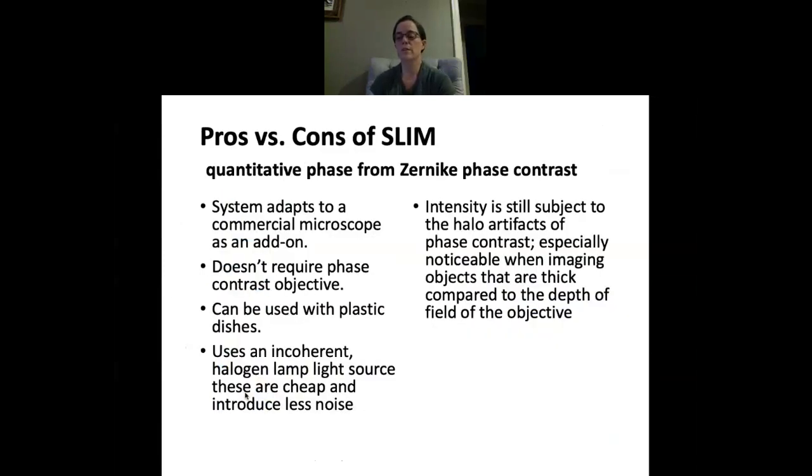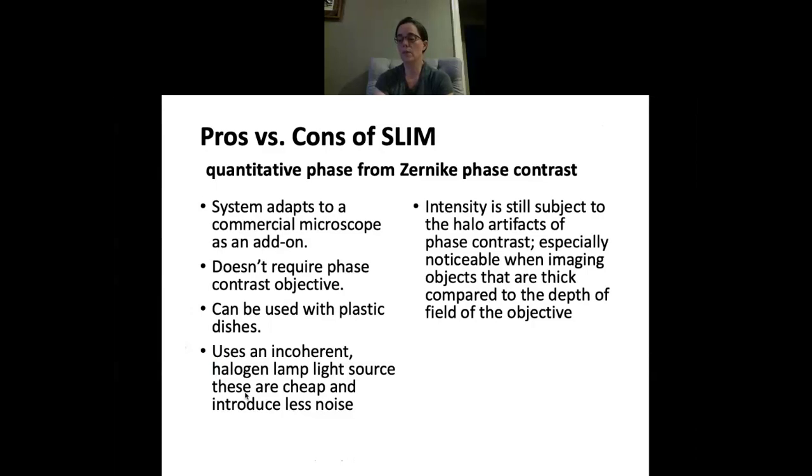Some pros of this slim spatial light interference microscope method are that it adapts to any research-grade commercial microscope as an add-on, and of course can still be used with plastic dishes. It uses an incoherent halogen lamp light source that's cheap and produces high contrast images, but unfortunately it's still subject to the halo artifacts of Zernike phase contrast, the image formation method that it's based on.